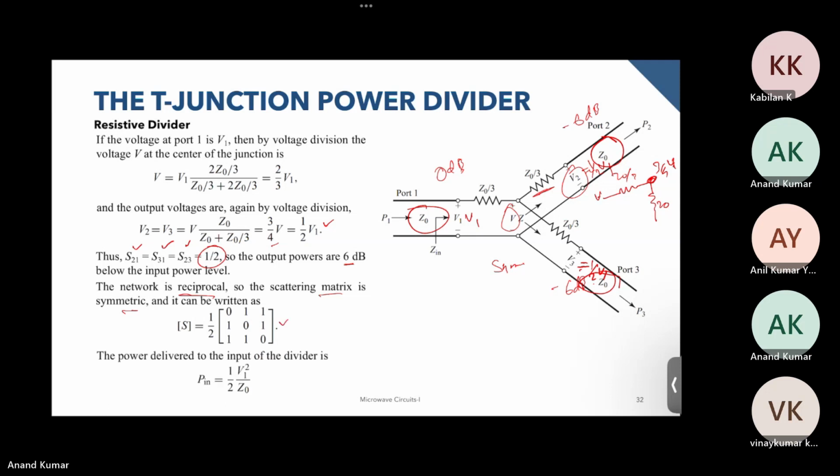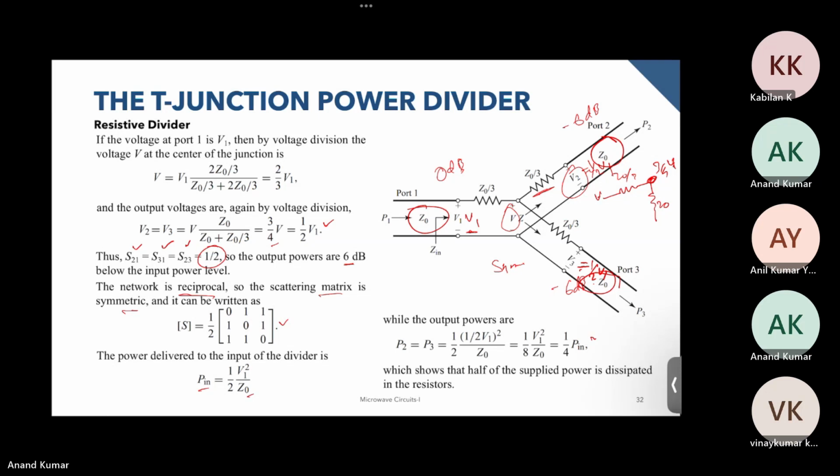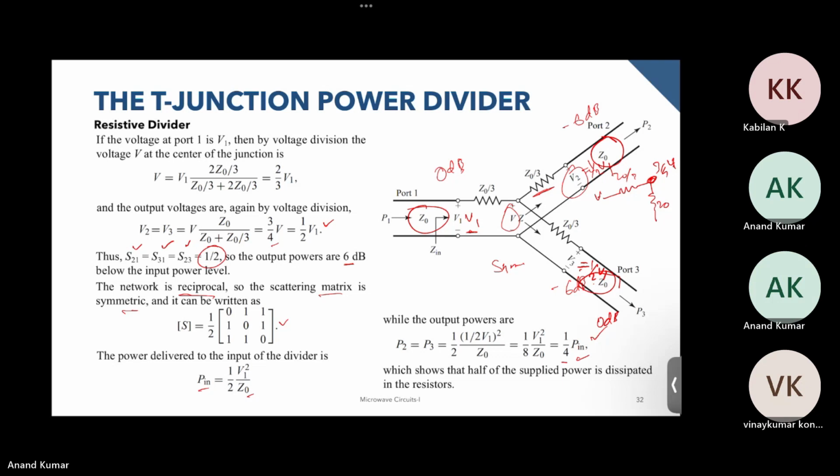And the power delivered to the input of the divider is, so we have V1 over here, right? So we can write the power P_in as half V1 squared by Z naught, and the output powers are actually half V1. If you substitute this over here, we get 1 by 4 P_in. So if your P_in is 0 dB, this total thing will be minus 6 dB. So half of the power is dissipated across these resistors.